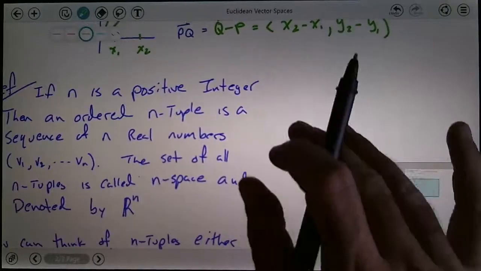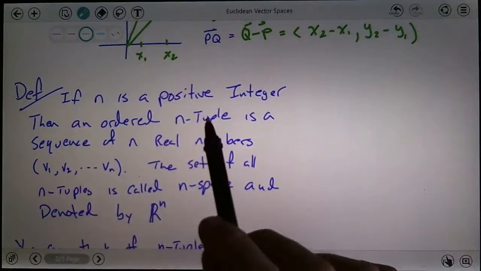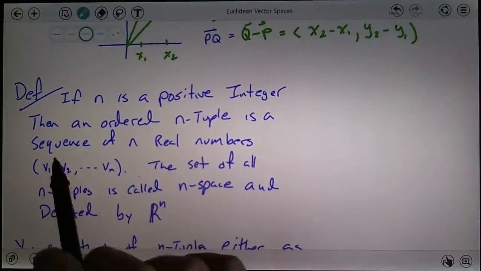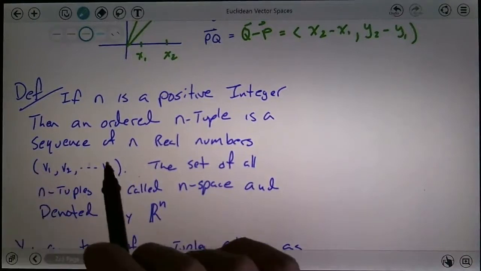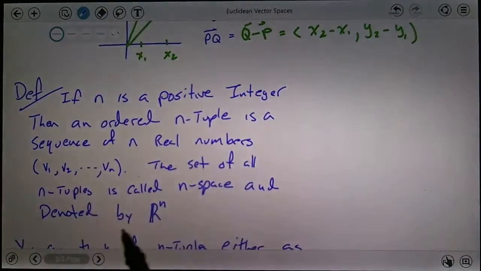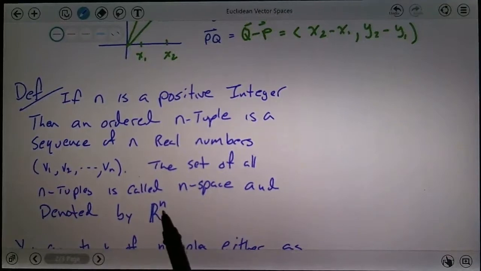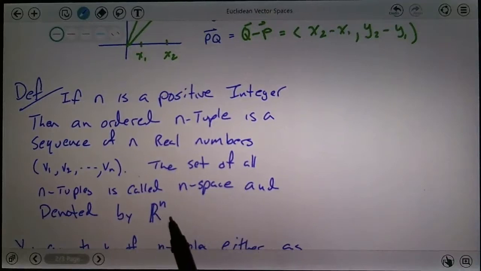the book gives a definition at this point, which I find kind of interesting because they give the definition and then they kind of forget about it. They define this: if n is a positive integer, then an ordered n-tuple is a sequence of n real numbers, v1 up to vn, put in parentheses with commas in between here. The set of all n-tuples is called n-space, and we denote it by a boldface R raised to the n power. When we talk about working in the plane, it's R2, and working in space, it's R3.